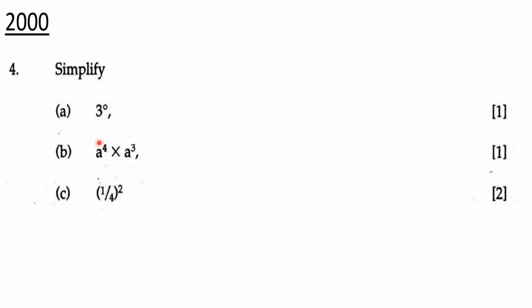Here we have 3 to the power of 0, and 3 to the power of 0 is definitely 1. Any number to the power of 0 is 1. Here, this is very important: we have the same base, A, but different powers. Whenever you have the same base and you're multiplying, you can add the powers. So that's the rule right there. And so it's going to be A to the power of 4 plus 3, which is A to the power of 7, because 4 plus 3 is definitely 7.